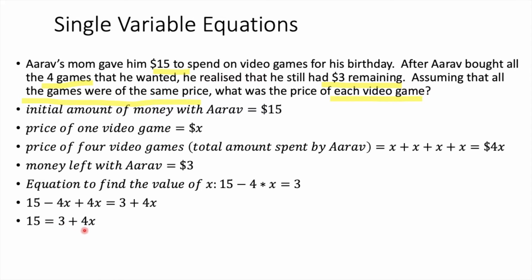Now we do exactly what we did in the previous example. We need to make sure that we isolate the variable. That is, make sure that all the constant terms or numbers are on one side of the equation while all the variables are on the other side. So first, let's try to get rid of this 3 from the right-hand side. In order to do this, we will subtract 3 from both sides.